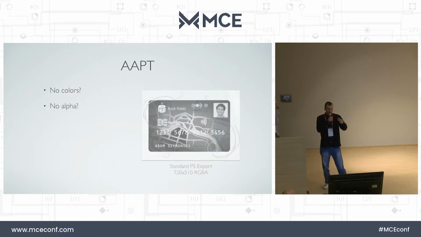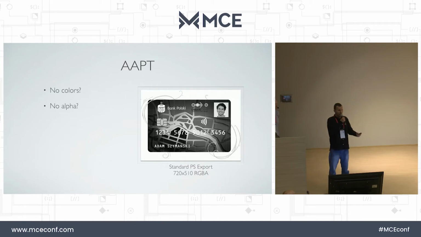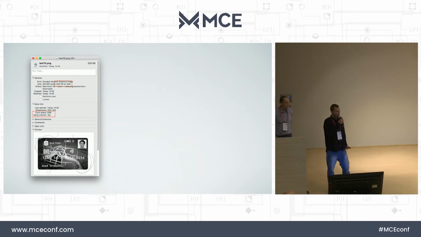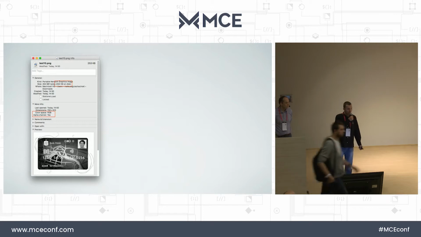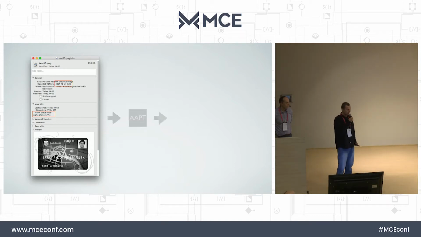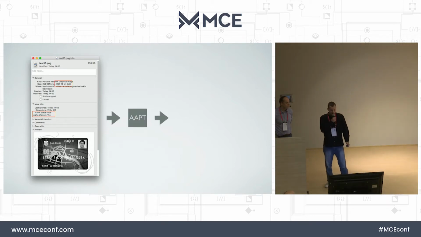So for instance, we have an example here. This is a standard image, let's say. We exported it from Photoshop. And let's see the data about this image. So it's 254 kilobytes on disk. And as you can see, the color space is RGB. And there is an alpha channel, which is kind of surprising because this image doesn't have a lot of transparency. And there are not too many colors there. So let's see what AAPT can do with this image.